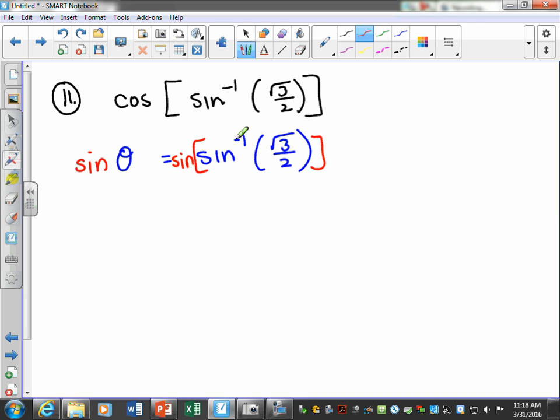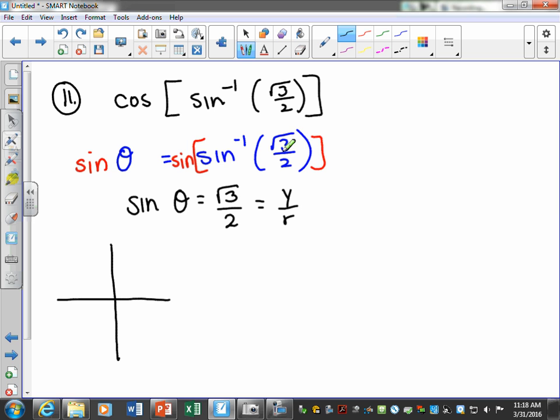Sine times the sine inverse is just going to be our x value. So then we would just say sine of theta is equal to the square root of 3 over 2. And recall, sine is defined by the y value over the r. We've got to go find out where that is. Sine inverse is going to be the right side of this, so we're either in quadrant 1 or here. It's both positive, so that means we're going to be in quadrant 1.